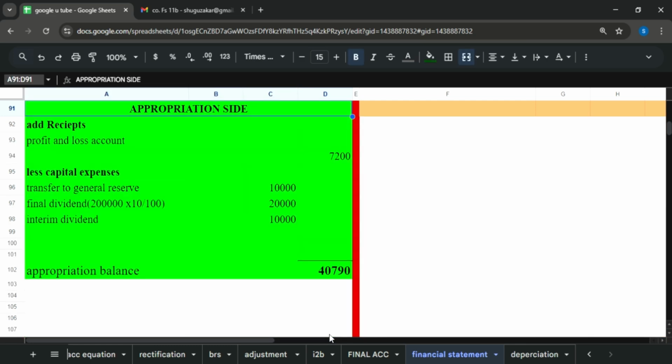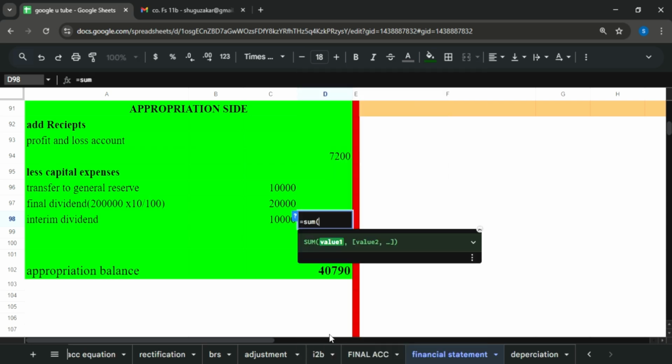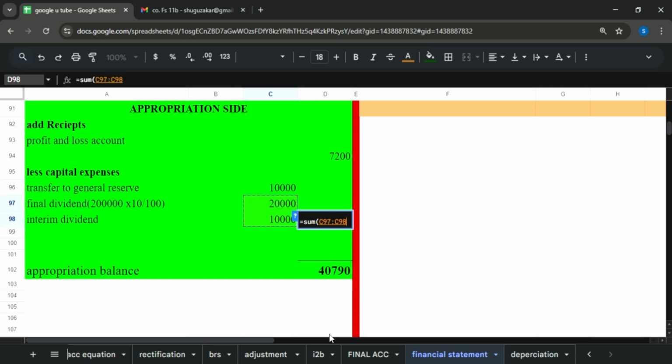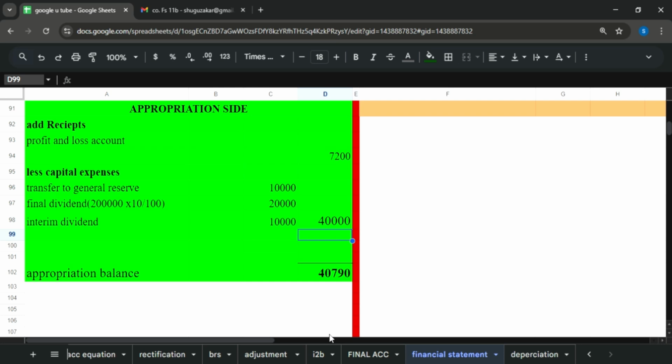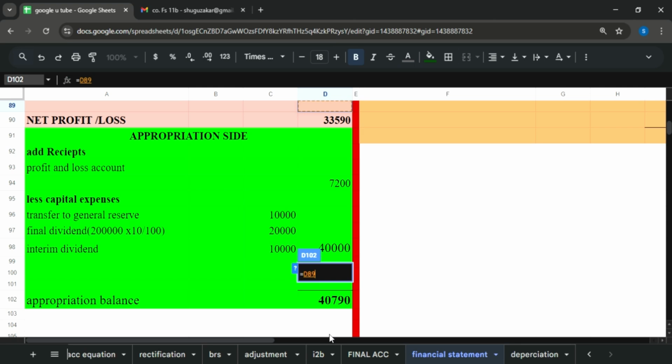After this, we are now ready to start calculating our appropriation balance. For that, we will take the sum of all appropriation expenses we have got. Now let's calculate appropriation balance. For that, we will take net profit. Then we will add. I'm sure you people are listening very carefully. First net profit, then you will add profit and loss account, and finally you will subtract all appropriation expenses. We have got only 790. So this would be considered your appropriation balance.